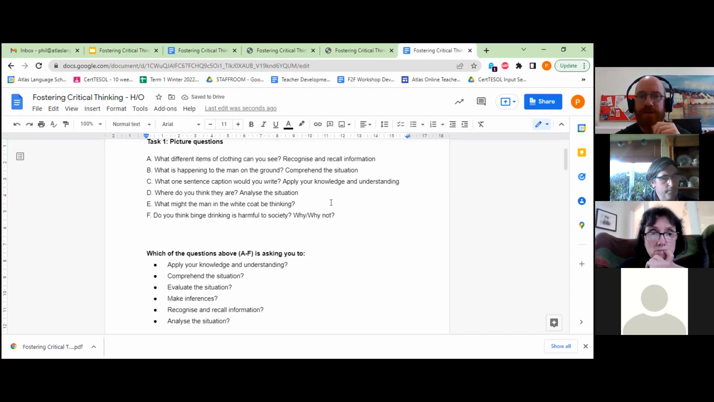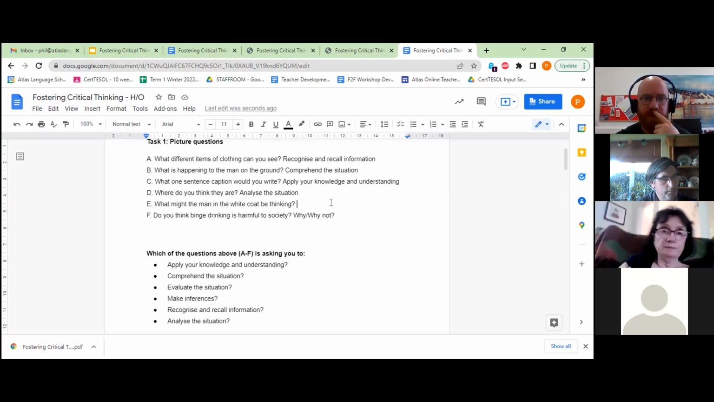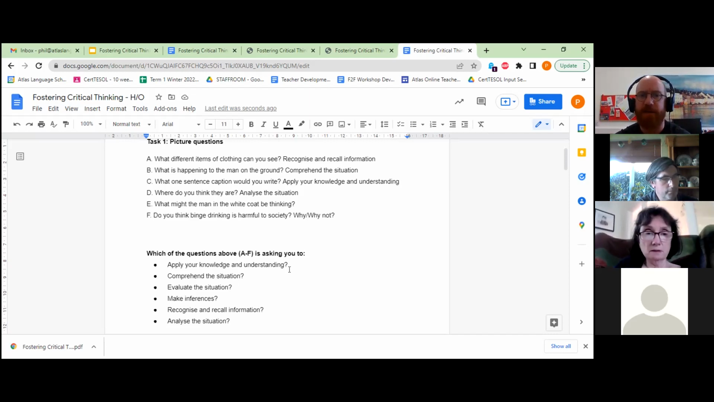So moving on to question E, what might the man in the white coat be thinking? Which function is that? So are we evaluating or are we making inferences? Inferences. Yeah, so we're making inferences.